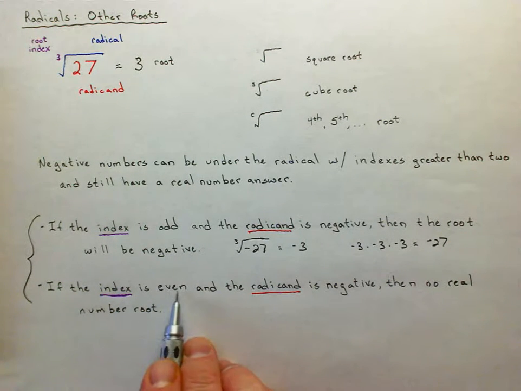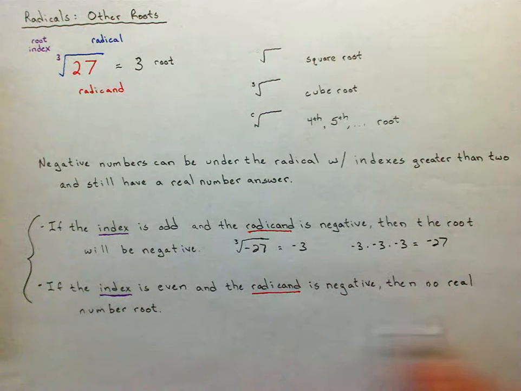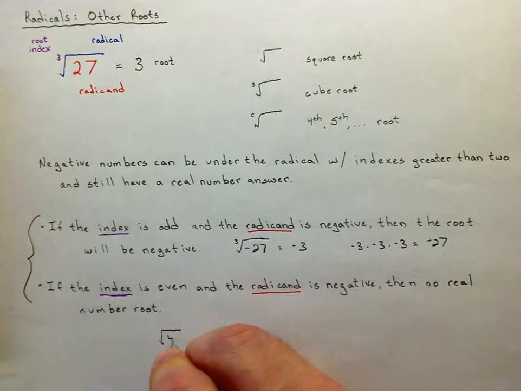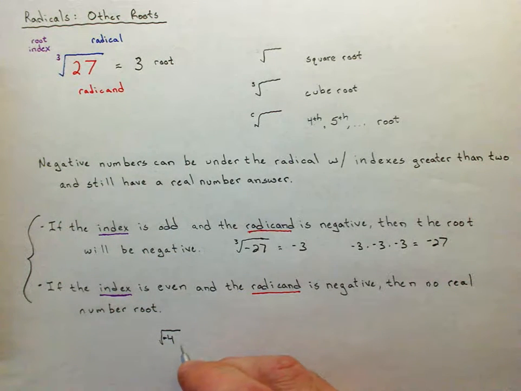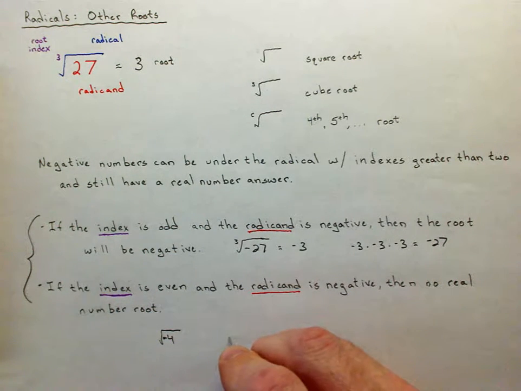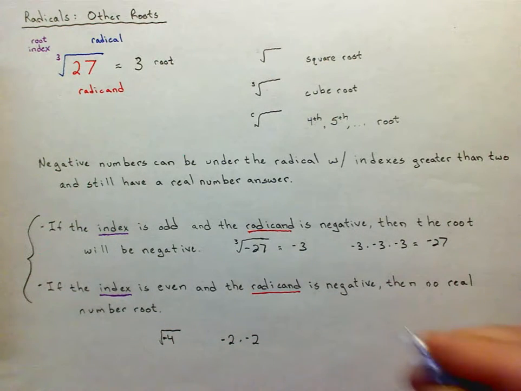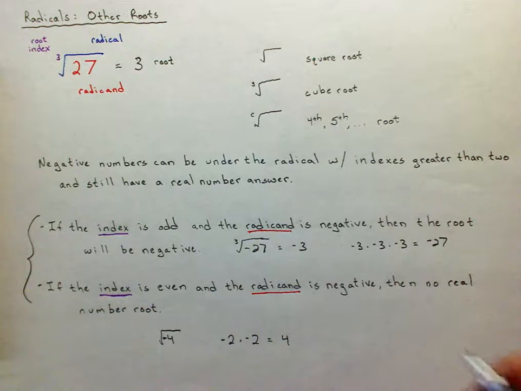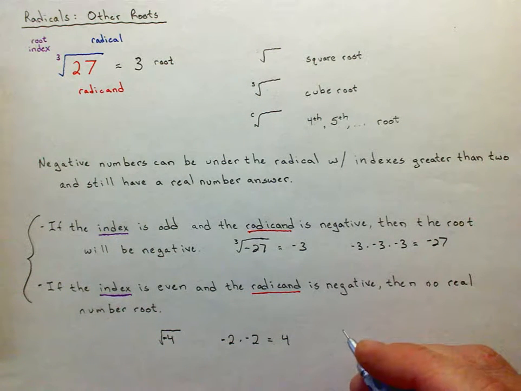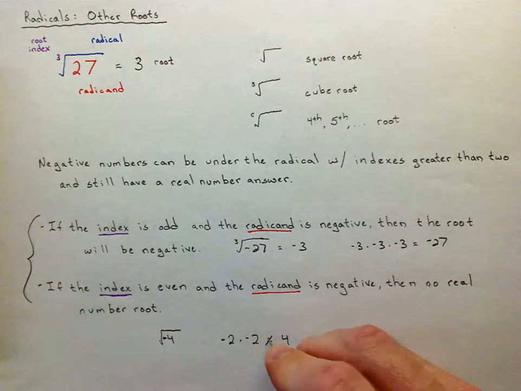If the index is even and the radicand is negative, then there is no real number root. Square root of negative 4, I'll put a negative sign with it. This is an imaginary number. I cannot get a number times itself, for instance a negative 2, so a negative 2 times a negative 2, well, that equals a positive 4. I cannot multiply an even number of negative signs together and get a negative answer. So that is not true.